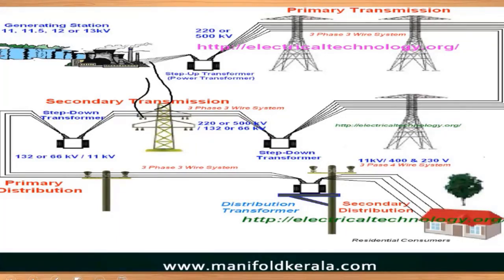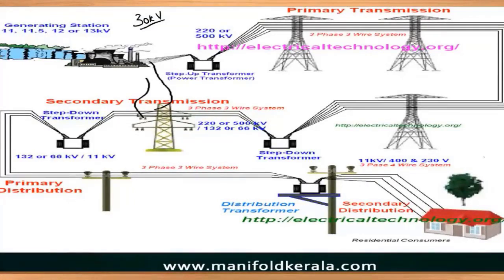Search on Google, what is the highest generating voltage in the world? It will not be more than 30 or 33 kV, because it is very difficult to design the alternator stator for high voltage generation. So in India, in most cases it is 11 kV generators.